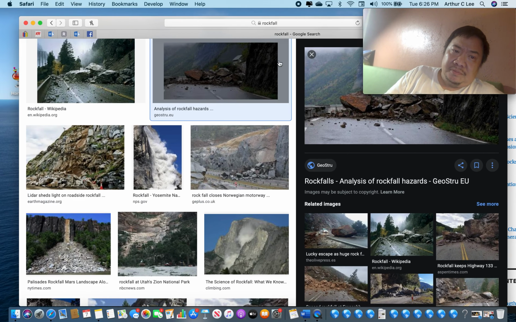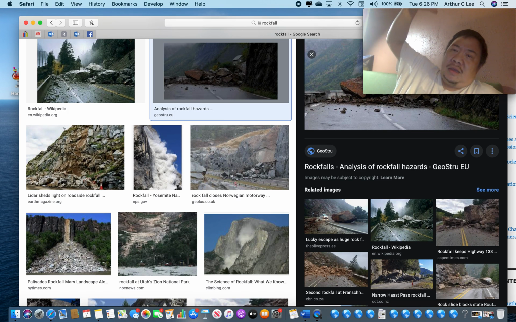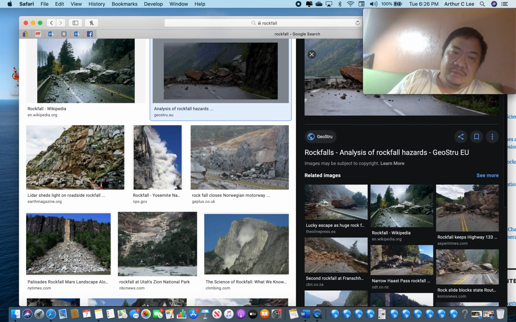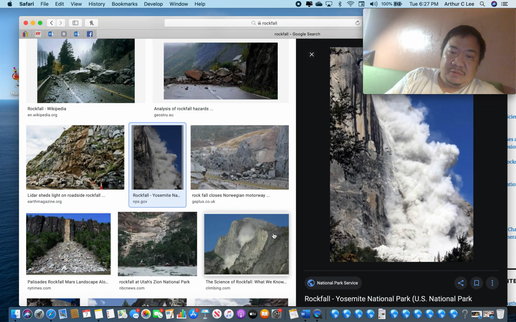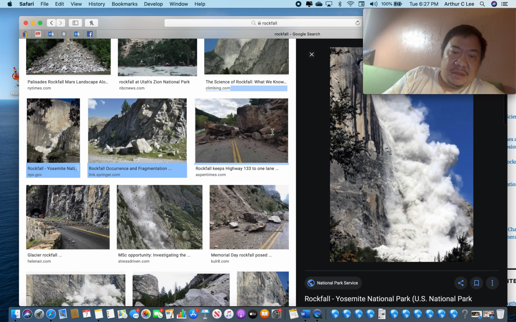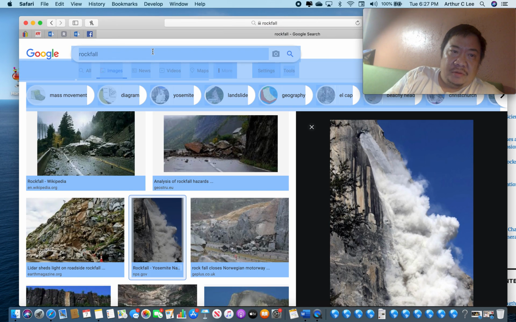And so a rock fall is when the rocks, in mountainous terrain, just fall straight down. Here's a rock fall. Let me show you a diagram of a rock fall.